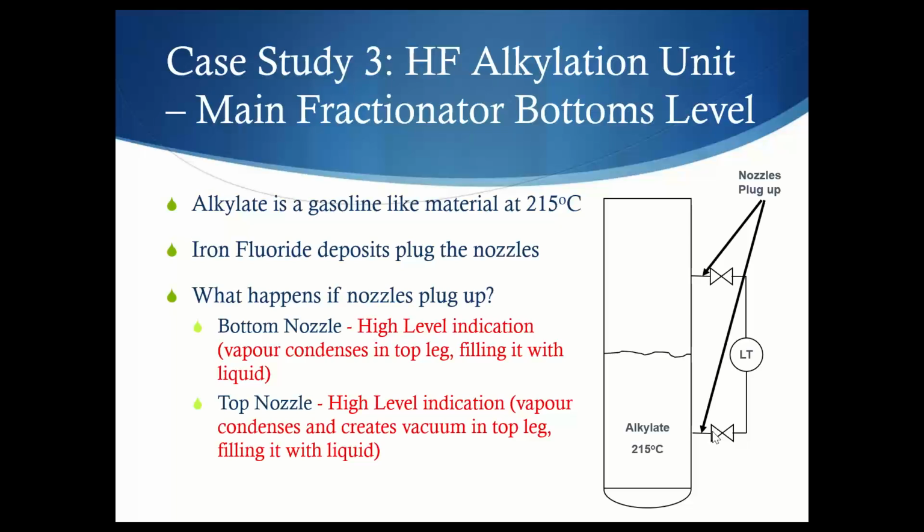Now if the bottom nozzle is okay and the top nozzle starts blocking up, or someone shuts the valve by mistake, you'd actually again get high level indication. The reason for this is because the vapor that's in the top leg starts condensing, and as it condenses it causes a vacuum and actually sucks liquid back up the leg. So in either case you get high liquid level.